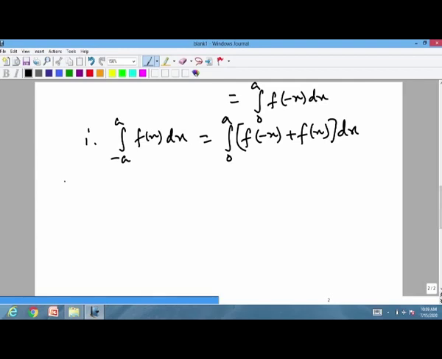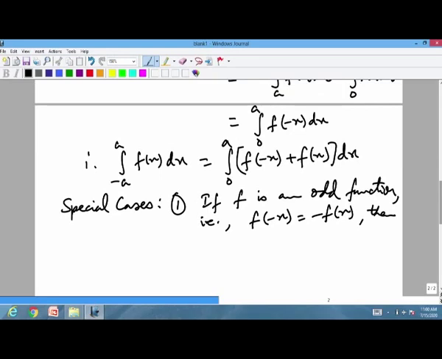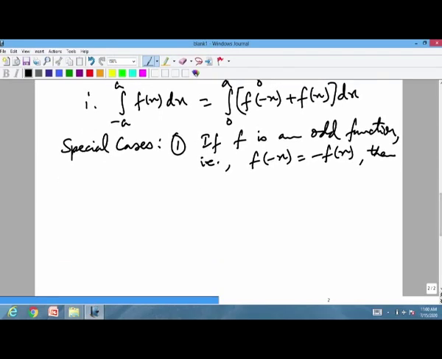Of course, there are two special cases which are important in many problems. So, if f is an odd function, that is f of minus x is equal to minus of f of x, then this f of minus x plus f x will become 0. So, therefore, integral of minus a to a f x dx will be equal to 0.